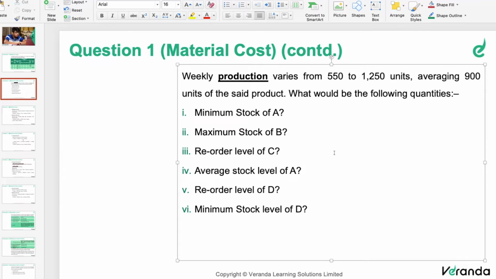in formulae, maximum usage, minimum usage, average usage, the usage represents raw material.